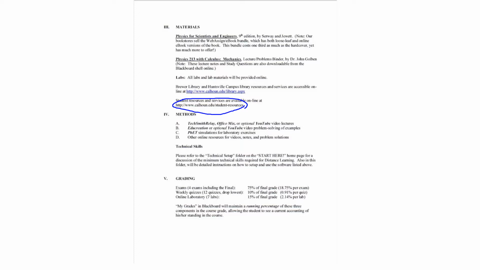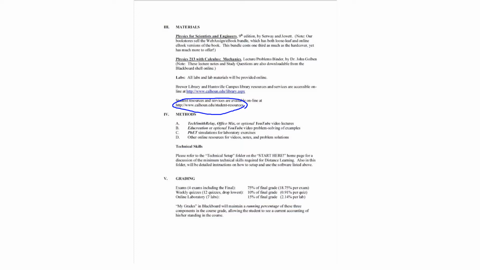Weekly quizzes: in the fall or spring semester, there will be 12 quizzes, dropping the lowest, and that will be a total of 10% of your final grade. So each quiz will be 0.91% of your final grade. If it's a summer semester, there'll be 10 quizzes, so each quiz would be 1% of your final grade.